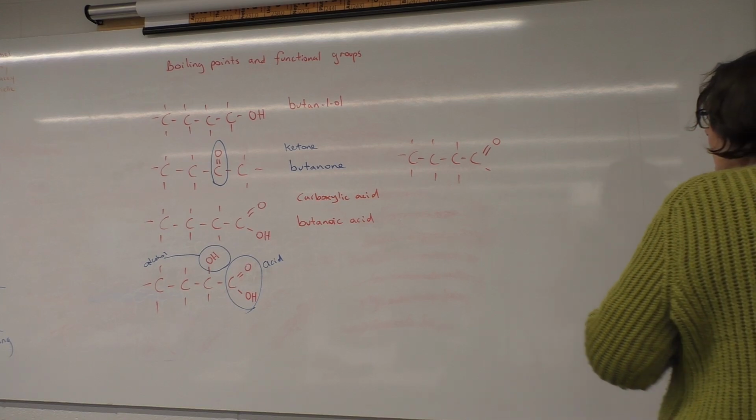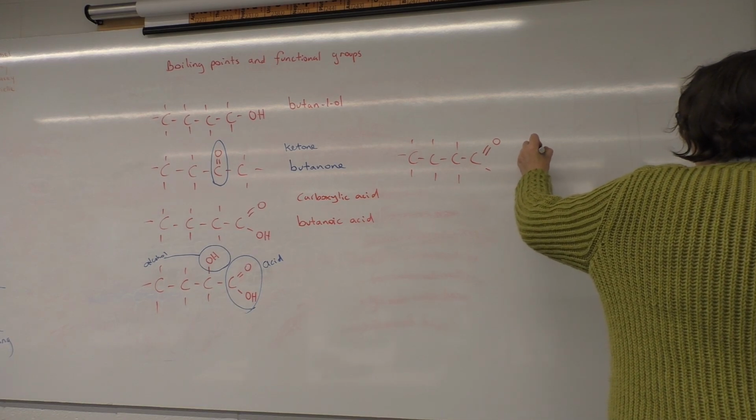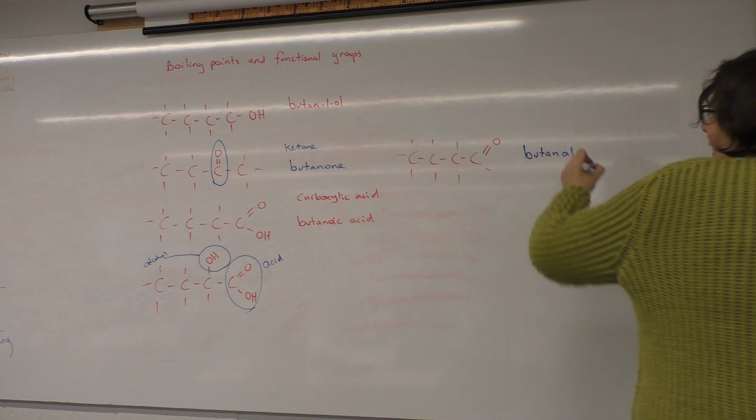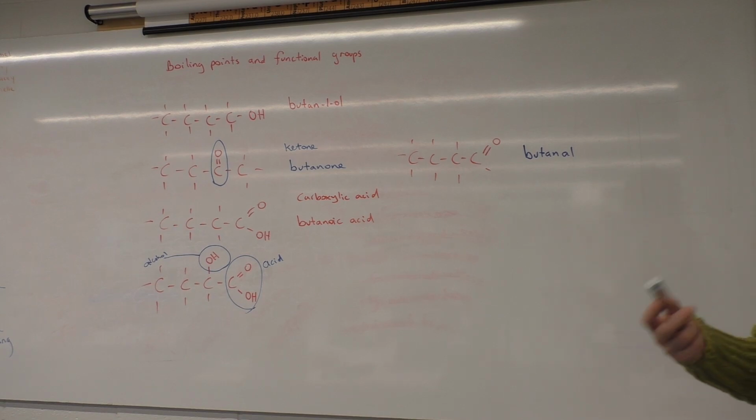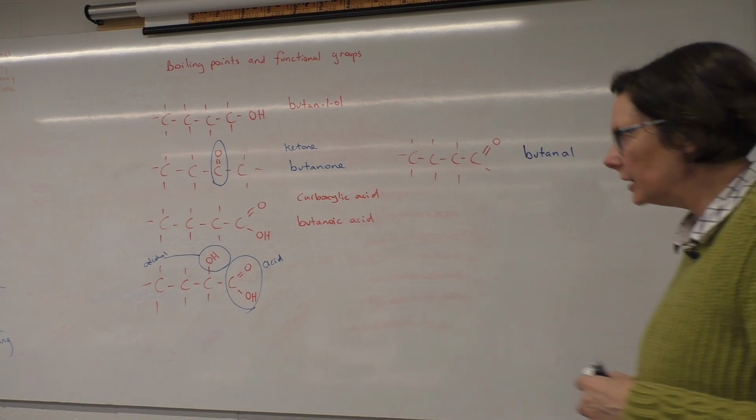Why don't I need a number? Yeah, it won't be an aldehyde unless it's on the end. And so we don't need a number because we already know it's on the end. We only need the number if there's something else where it could be, another location where that could be. Okay, so we've been able to identify some of our structures here.